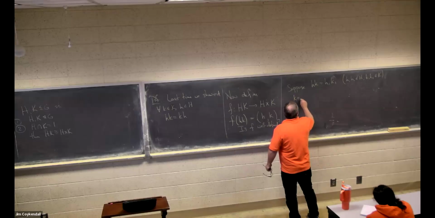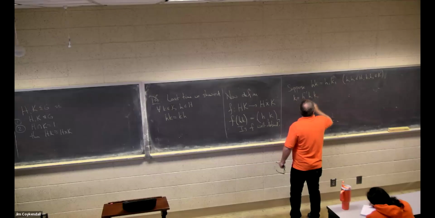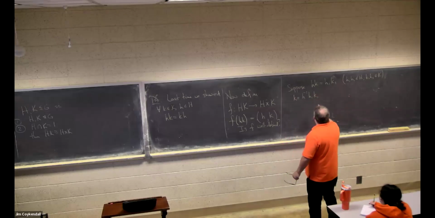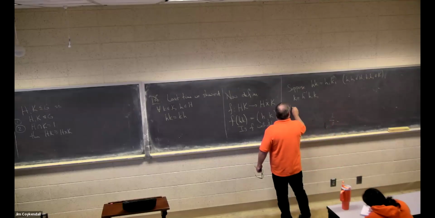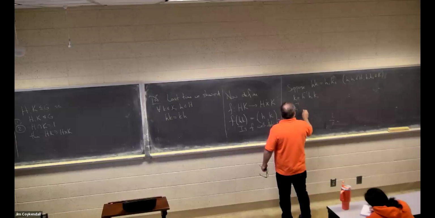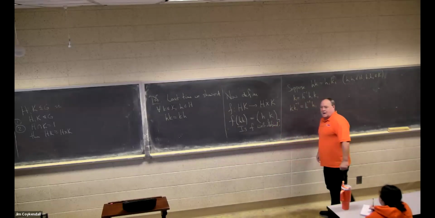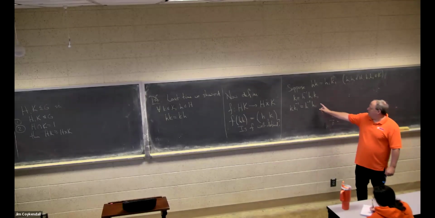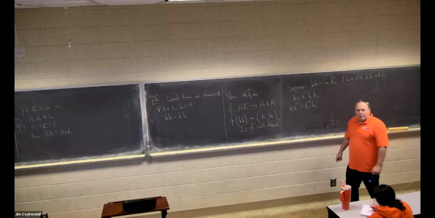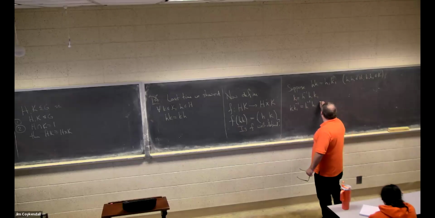This means k equals h inverse h1 k1, and this means multiplying on the right by k1 inverse. Everybody okay? Just a little manipulation of this. Well, what do I know? This thing is in K, and this is in H.